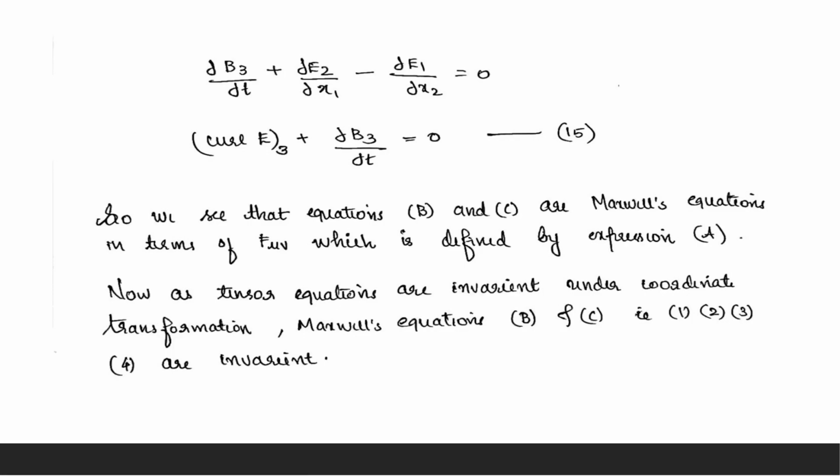So we see that equations B and C are Maxwell's equations in terms of F_μν, which is defined by the expression A. Now, as the tensor equations are invariant under the coordinate transformation, Maxwell's equations B and C, that is 1, 2, 3, 4, are invariant.